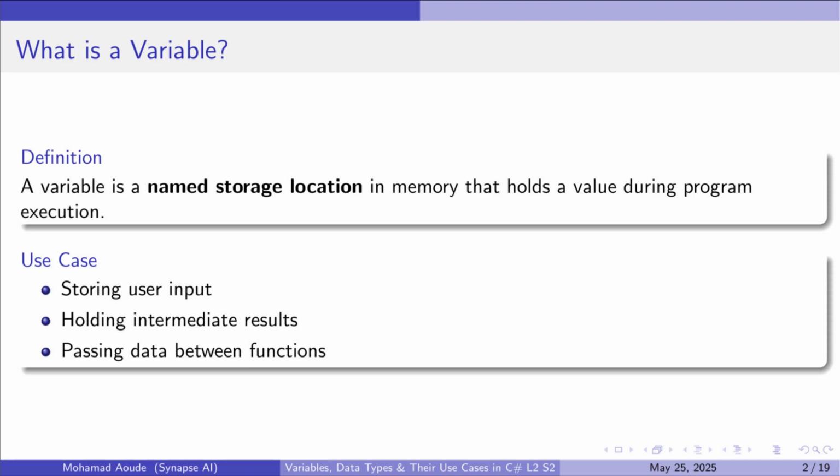A variable is simply a named box in memory where you can hold a value while your program runs. Think of it as a label you stick on a container so you can store user input, temporary calculations, or pass data between functions. Giving each box a clear name makes your code more understandable and maintainable.